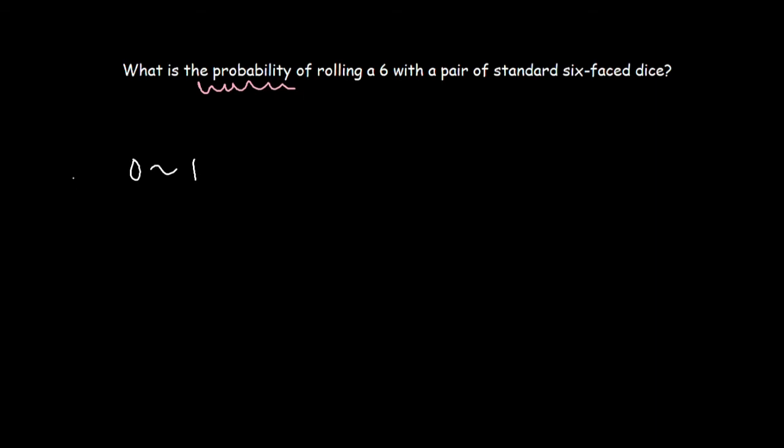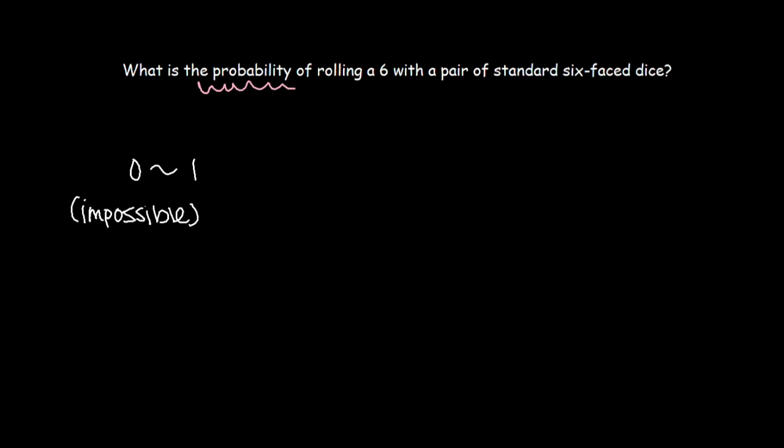Because 0 expresses impossible. For example, from the example before, out of the 5 marbles, I never said there was a yellow marble in the bag, right? So the probability of drawing a yellow marble out of the 5 marbles in the bag is going to be 0, because it's impossible to draw a yellow marble out of the 5 marbles.